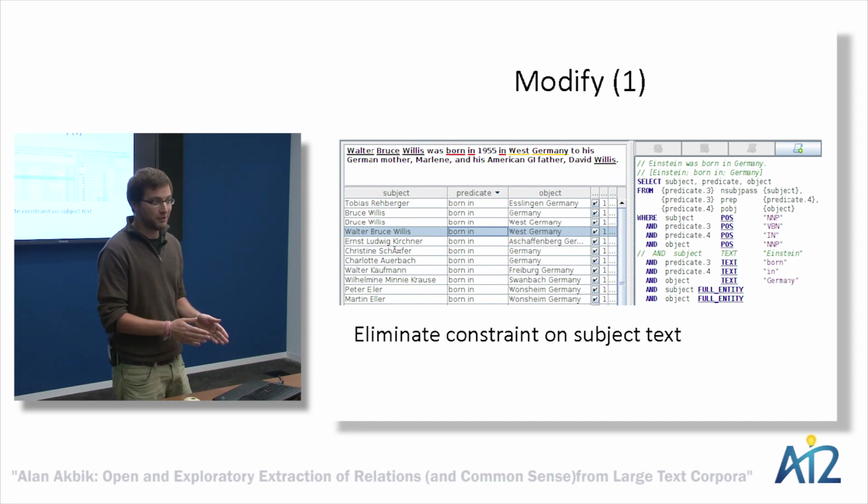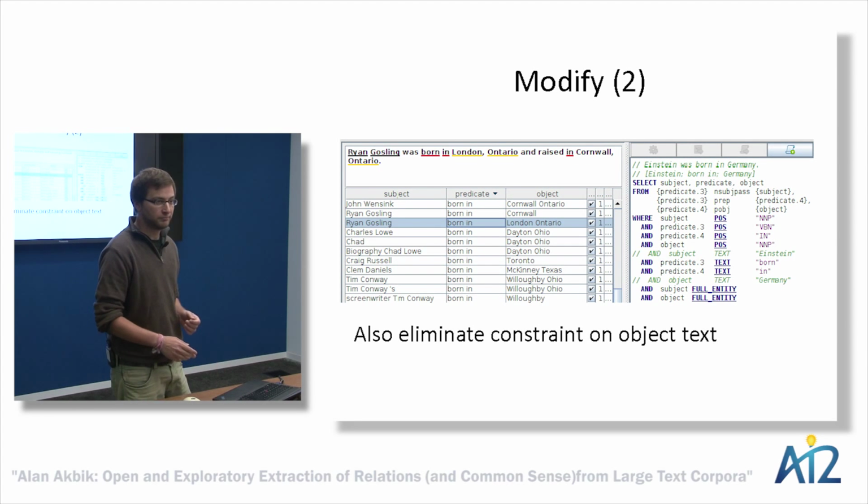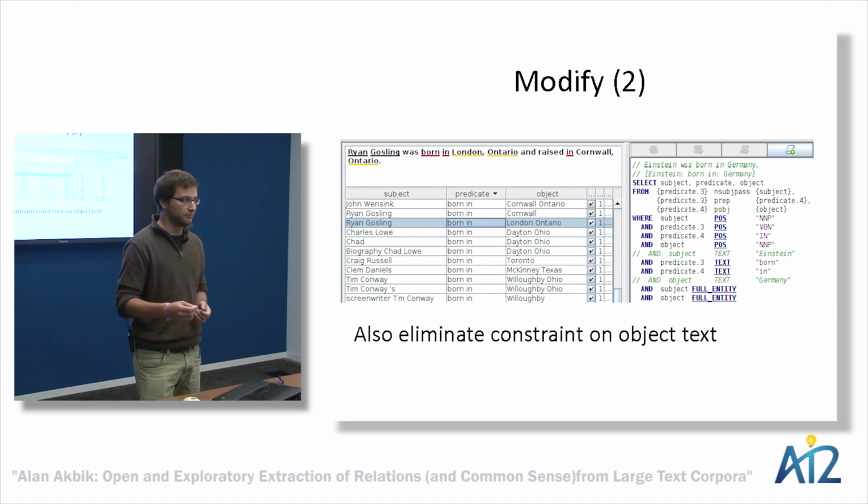But this is not what we actually wanted. We wanted a born-in relationship for anything, right? So what we do now is we remove the condition on the object text as well, right? So now we find people born anywhere.